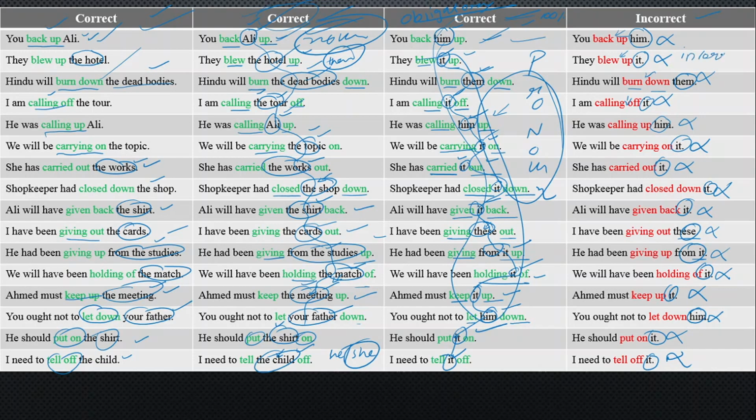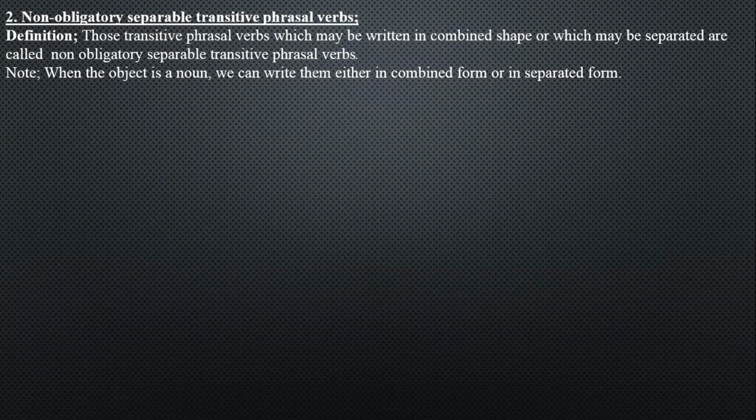Okay, hope you got the lecture till here, and now the second kind, that is non-obligatory separable transitive phrasal verbs. Those transitive phrasal verbs which may be written in combined shape or which may be separated are called non-obligatory separable transitive phrasal verbs. As I told you, you have got the choice. Notice, when the object is a noun, we can write them either in combined form or in separated form. So you have got the two choices, combined form as well as separated form. You can write them in both ways.